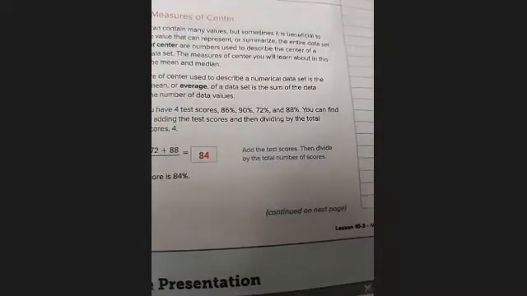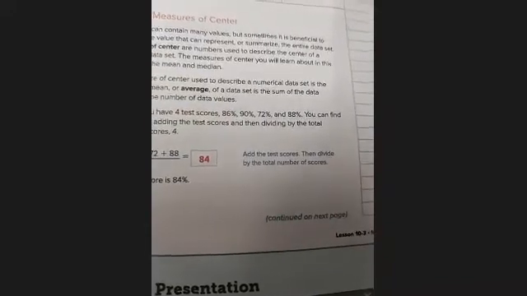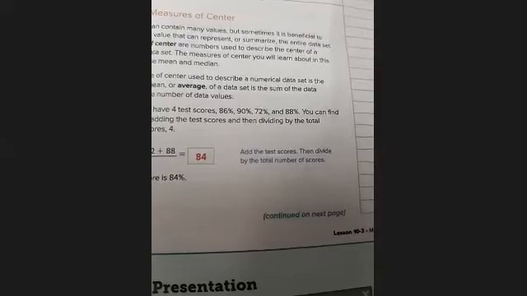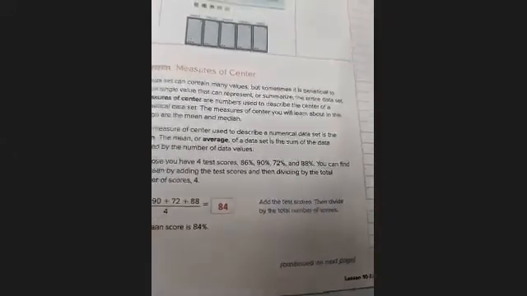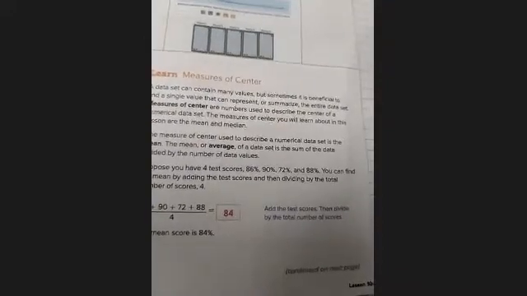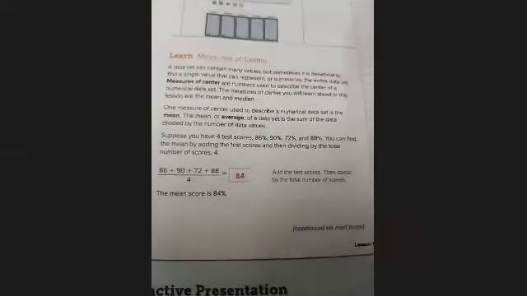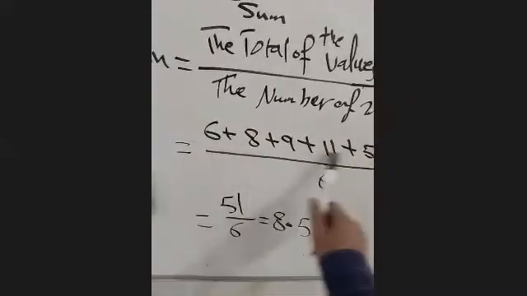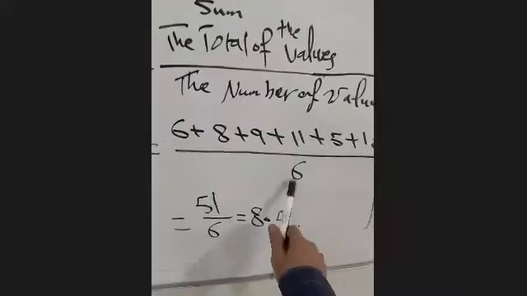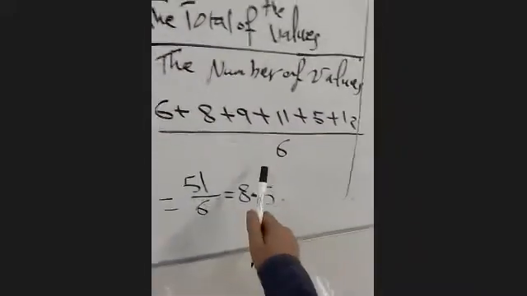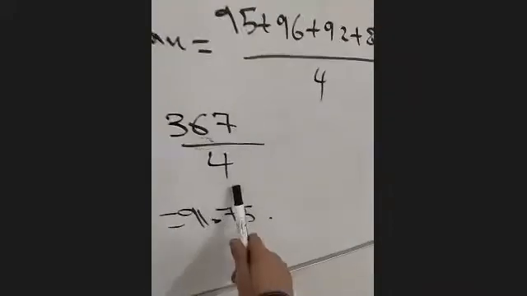One measure of center used to describe a numerical data set is the mean. The mean or average of a data set. We can call it mean. It has two names, mean or average. The mean or average of a data set is the sum of the data divided by the number of data values. Sum means you will add, divided by the number of the values. How many values do you have? Here you have 6 values, you divide by 6. 4 values, you divide by 4.